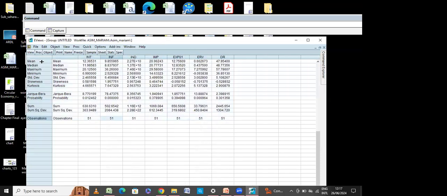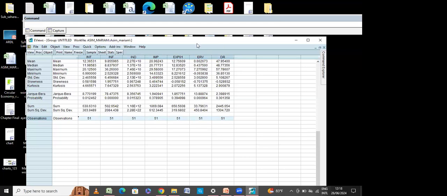For example, mean. What is the mean of the INT variable? What is the mean of the inflation variable? What is the mean of the industrial variable? What is the mean of import? What is the mean of export? What is the mean of the ERV variable? What is the import of the domestic rate? So here: mean, median, maximum value, minimum value, skewness, kurtosis, Jarque-Bera, probability, sum of squares, and number of observations. So that's how I can have all the properties and parameters of my data.